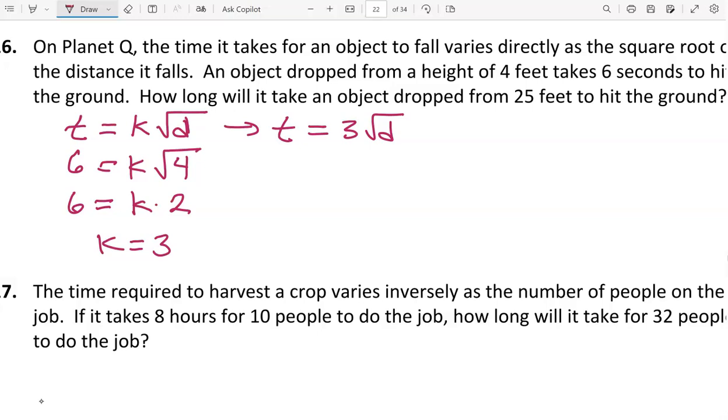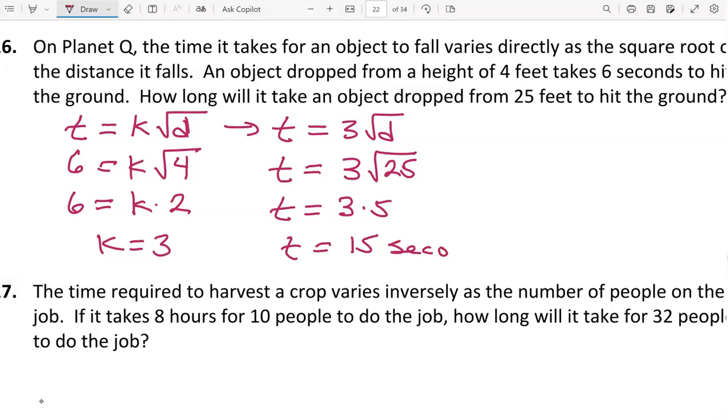Once we have that equation of variation, the question asks how long it will take for an object to be dropped from 25 feet to hit the ground. How long will it take means we are looking for time, and 25 feet is the distance to the ground. And so replacing d with 25, we get 3 times 5, so t is equal to 15, and the times were measured in seconds.